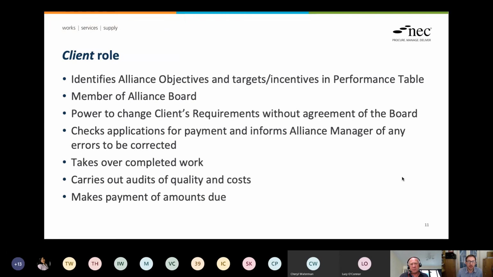Going back to the first point, Rob, in setting the objectives or the targets and incentives in the performance table, is it fair to say that whilst the client could do that unilaterally, inevitably that's really going to be done more in a consultative way with the alliance board members, or not? Well, it may depend if you use your early alliance involvement clause, doesn't it? That's one of those things. If you're not using that clause, is this more done unilaterally by the client? Possibly. I think it actually depends upon your procurement law and rules.